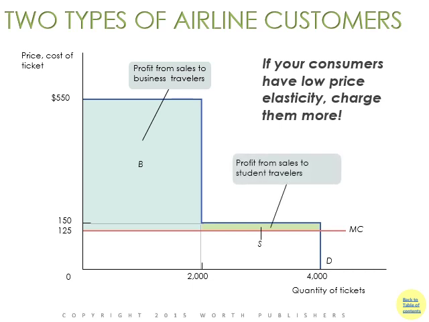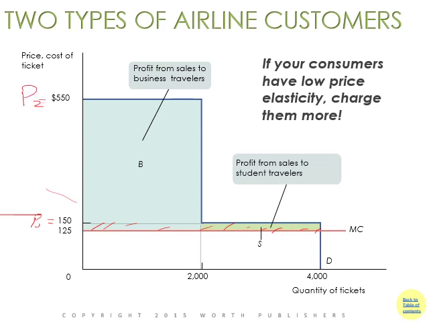In this example, we have two types of travelers: business travelers that are not very price sensitive with a high willingness to pay, and student travelers that are highly price sensitive with a lower willingness to pay. If we charged the price of $150, we'd be able to sell a total of 4,000 tickets, but our profit would only be $75 per ticket, and our total profit would be this smaller hatched area.